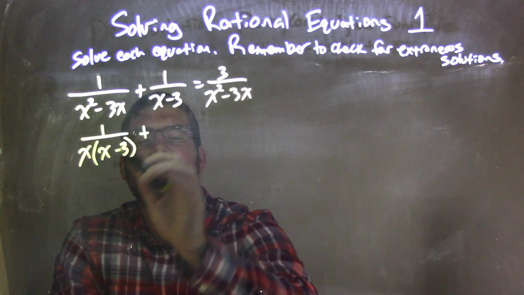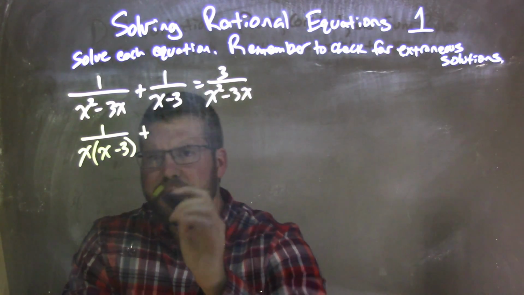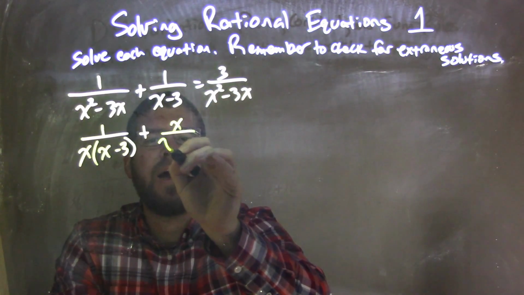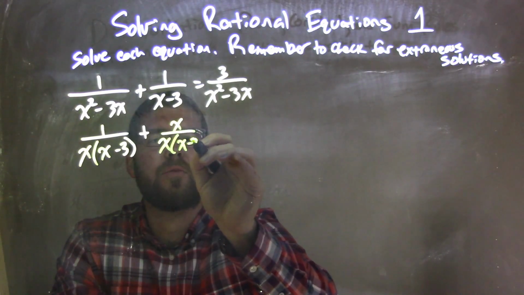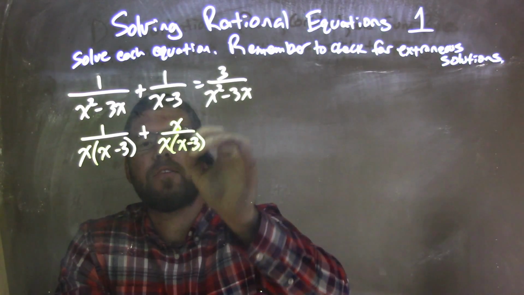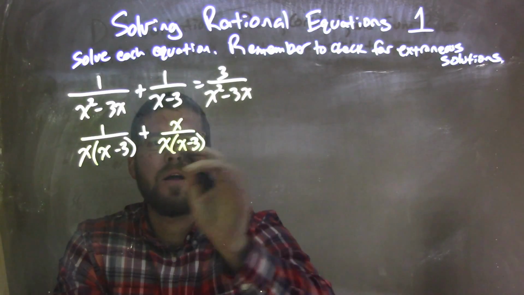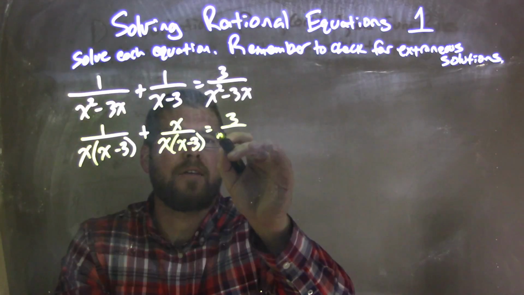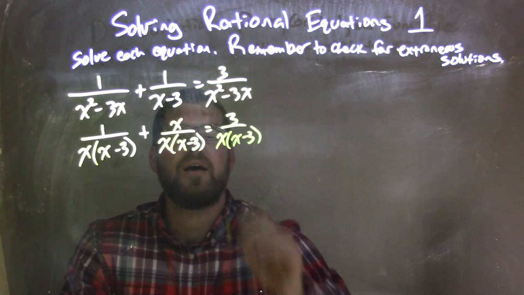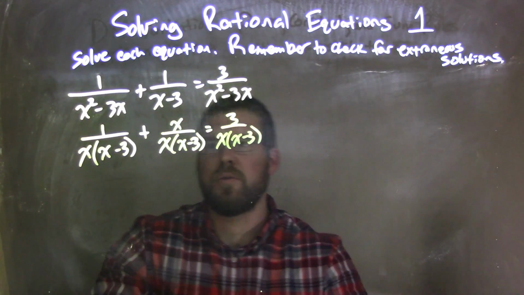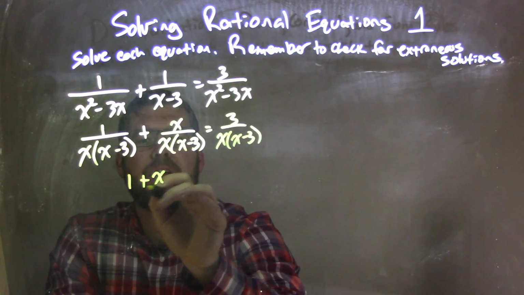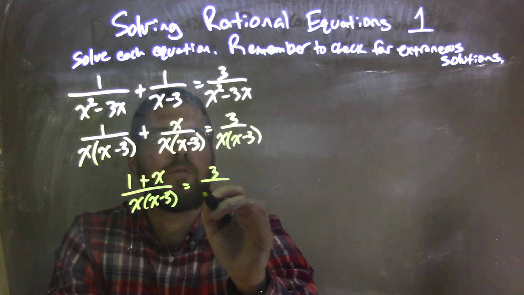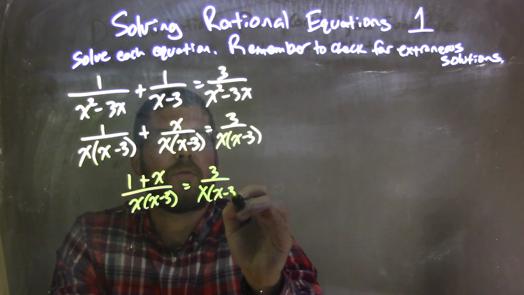So how can I make these denominators the same? I can do that if I multiply this by x over x. That leaves me x over x times the x minus 3 in the denominator. If I divide the x's, it gives me the same thing. Now I have the same base here and the same base here, where I can pull out an x, x times x minus 3. Now that they're all the same bases, I can add these two together, and I just have 1 plus x over x times x minus 3. I can combine them, equals 3 over x times x minus 3.